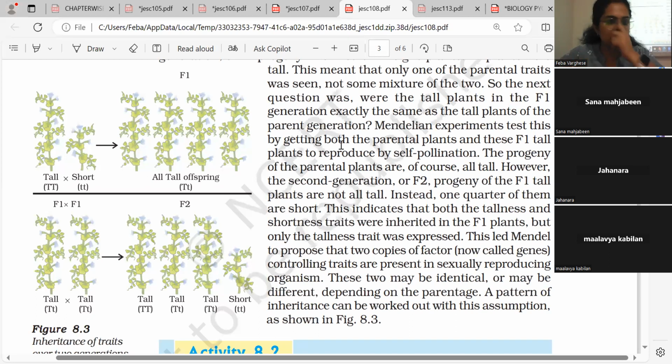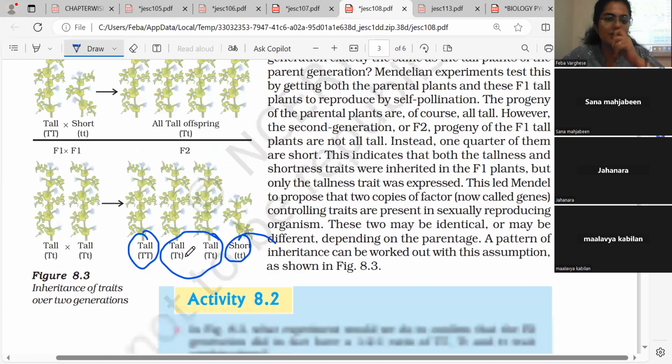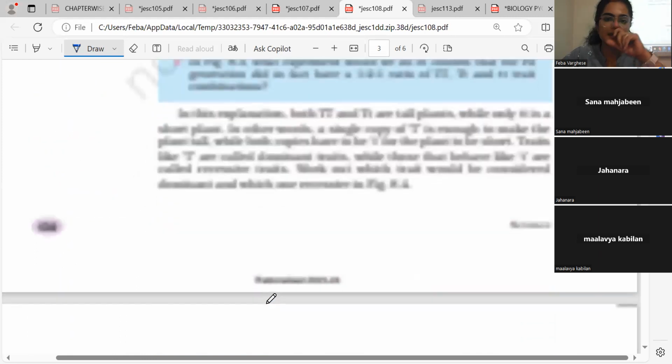1:2:1, right? One of them is going to be homozygous dominant. The other two are heterozygous dominant, and one is homozygous recessive. The genetic constitution of an organism is called the genotype. So the genotypic ratio is going to be 1:2:1.